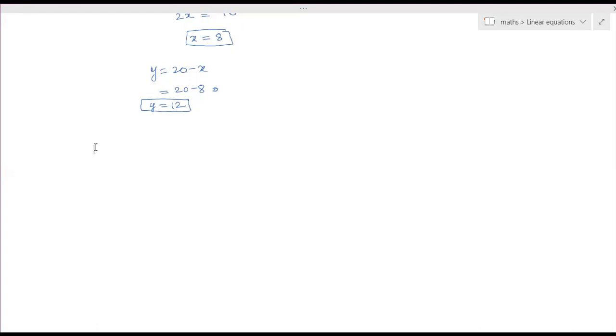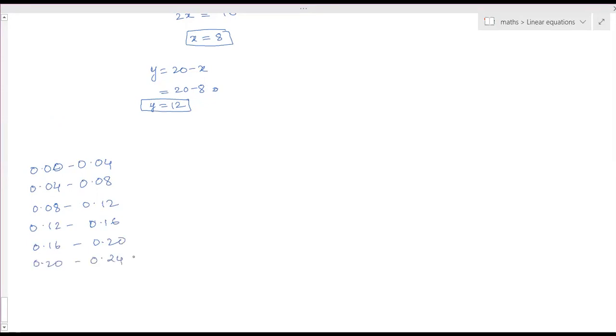The class intervals are 0.00 to 0.04, 0.04 to 0.08, 0.08 to 0.12, 0.12 to 0.16, 0.16 to 0.20, and 0.20 to 0.24. And the frequencies are 4, 9, 9, 24, 2.